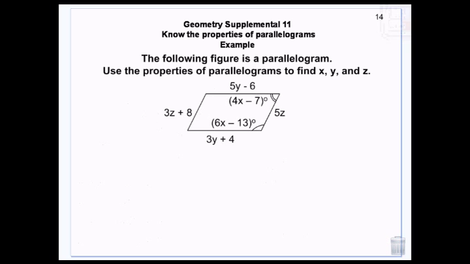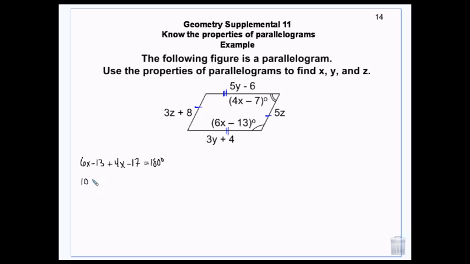Well, we have x's, y's, and z's, and what we know is that this line and this segment are congruent, and this side and this side are congruent, and these 2 angles are consecutive. So if we start with our angles, consecutive angles add up to 180. So we're going to add those 2 angles together. If they had been on opposite corners, we would have set them equal to each other. But they're on the same side, so they equal 180.